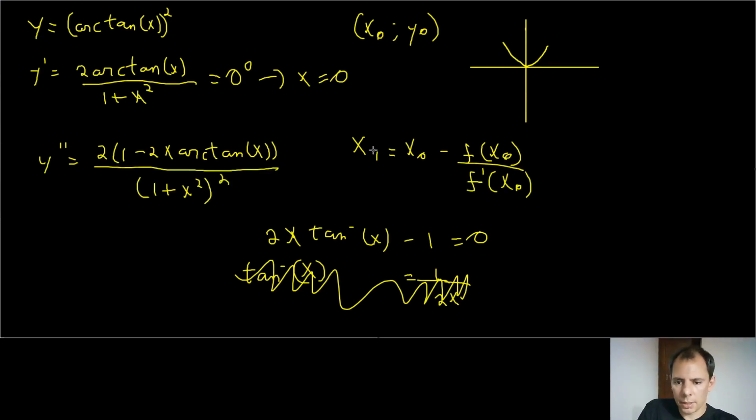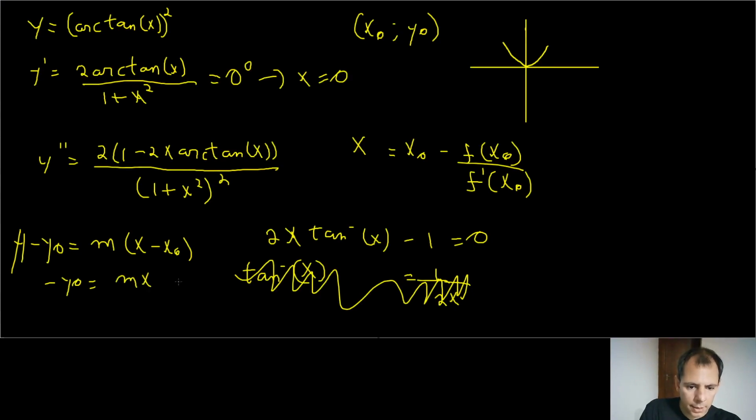Because this is like the point slope equation. So it's like y minus y0 equals m times x minus x0, right? So if you make y 0, what do you have? You have minus y0 equals m times x minus m times x0, okay? And then if you want to isolate the x, you're going to say that x equals, and then I don't know if this is the right thing to do.